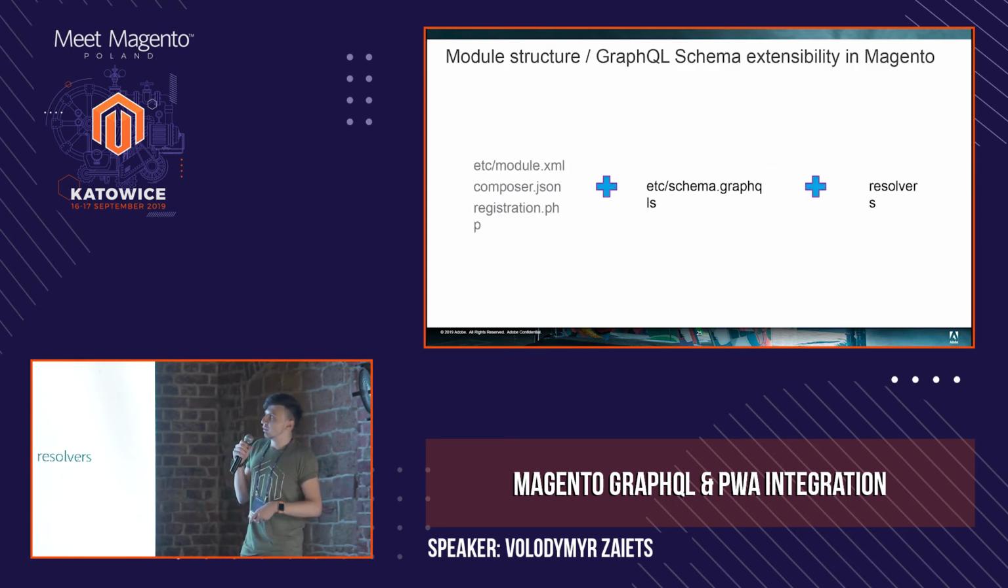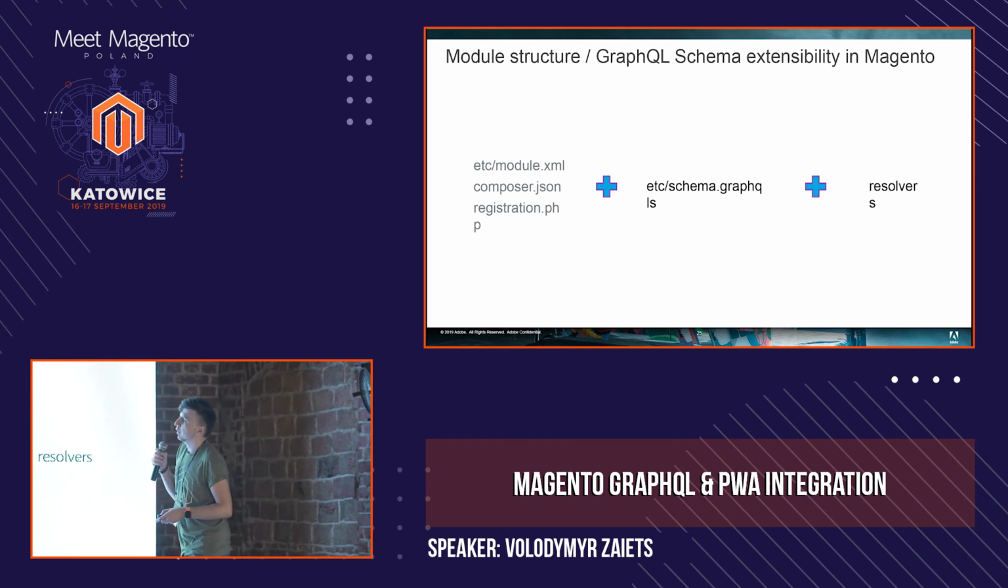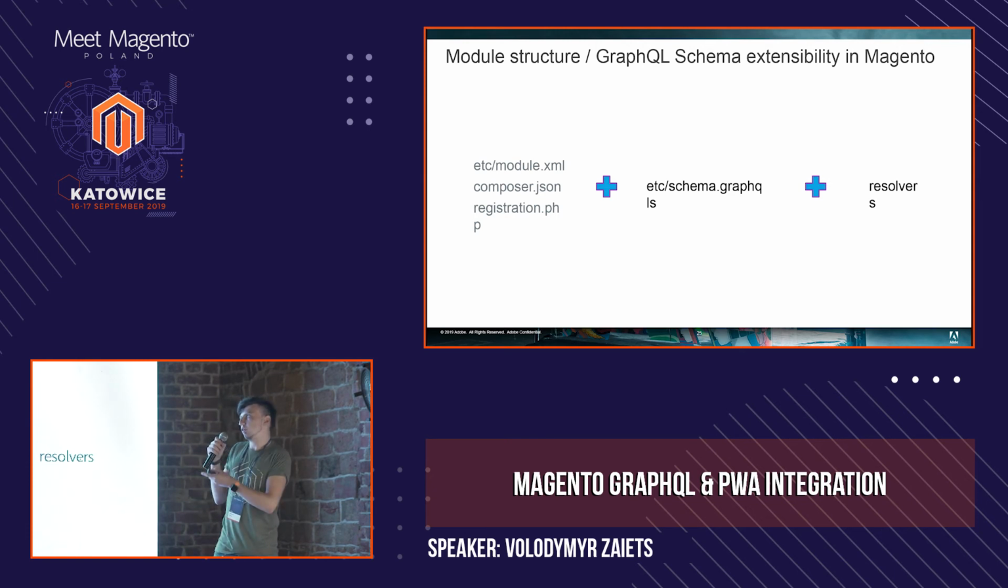In this slide, you can see what the default GraphQL module looks like in Magento. For that, we should create several files: composer.json with the configuration of the module, registration.php to register our module in the Magento infrastructure, and module.xml. These files are not specific to GraphQL. It's the general flow to create any module in Magento.